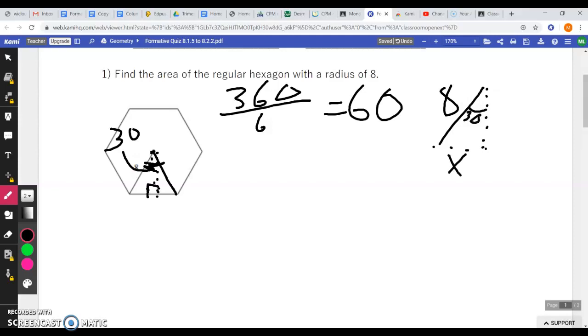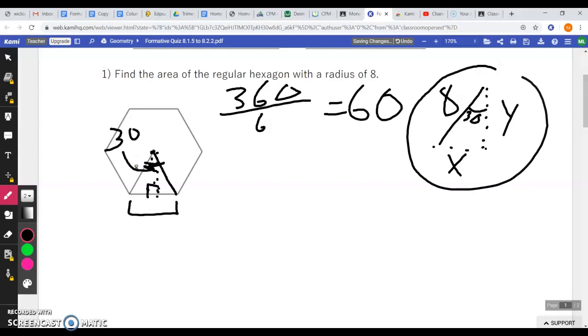I have to find what x is, and I have to find y, because I need this base down here, and I need that height to be able to find the area of that one triangle, and then we multiply the area of one triangle by the number of sides in the shape. All right, so let's focus on this triangle right here, so we can find x and we can find y.